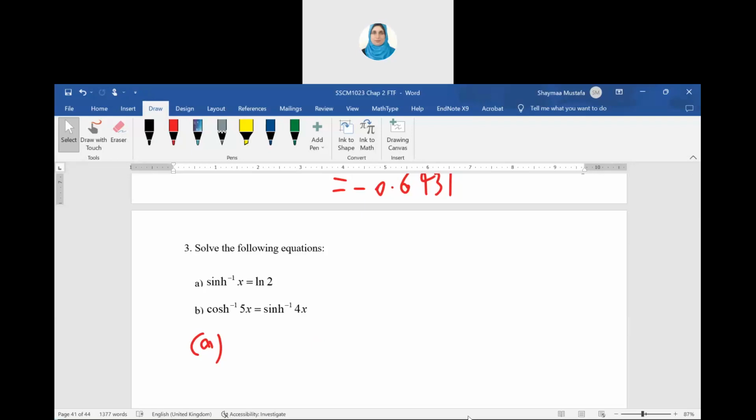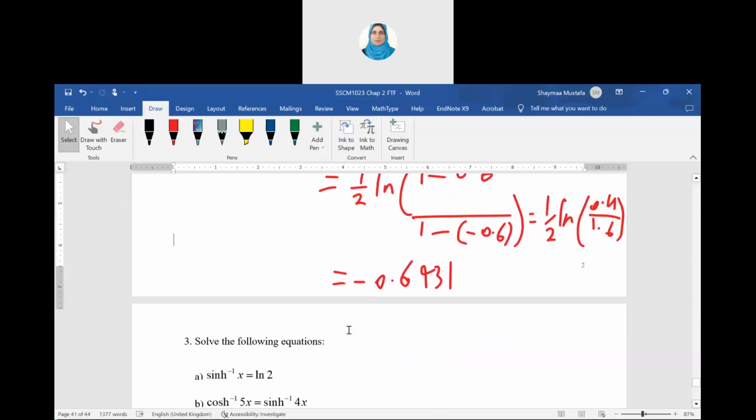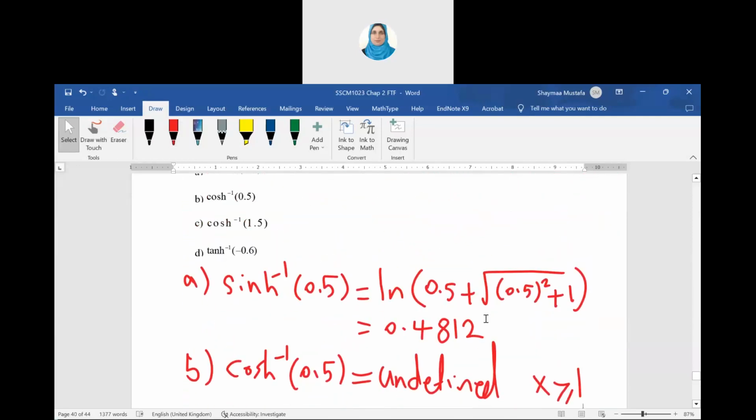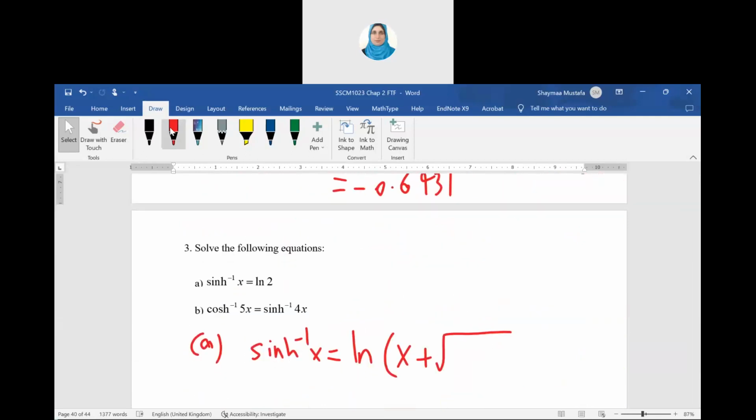First, you can use the definition of sine inverse x. Sine inverse x, by using definition, is equal to the natural logarithm of x plus root x square plus 1, and this one we make equal to natural logarithm of 2. So I will solve this equation for x.